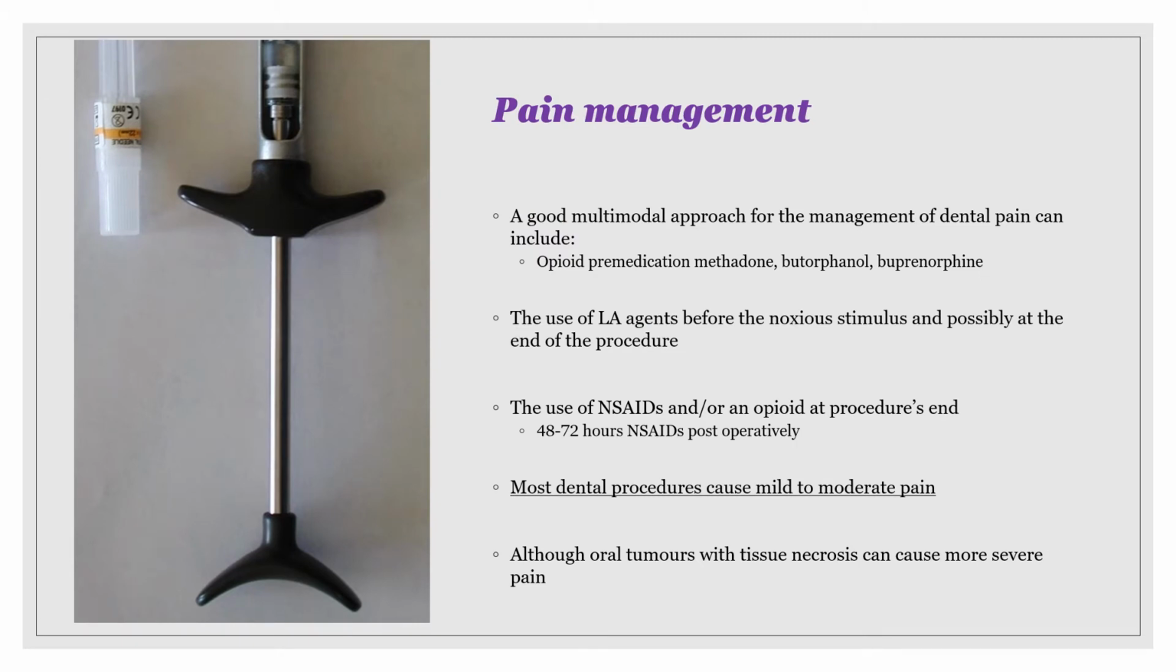So when we manage pain in the oral cavity, we use an approach called a multimodal approach. This is a combination of opioid premedication, then followed by the use of local anaesthetic agents to block local pain responses in the oral cavity, and this is given prior to any dental procedure, and then followed post-operatively by the use of non-steroidal anti-inflammatory drugs or another opioid at the end of the procedure. Usually most dental procedures cause mild to moderate pain, although when we're dealing with the surgical management of oral tumours, we will have more severe pain, and in this situation we'll use stronger opioids such as fentanyl patches.